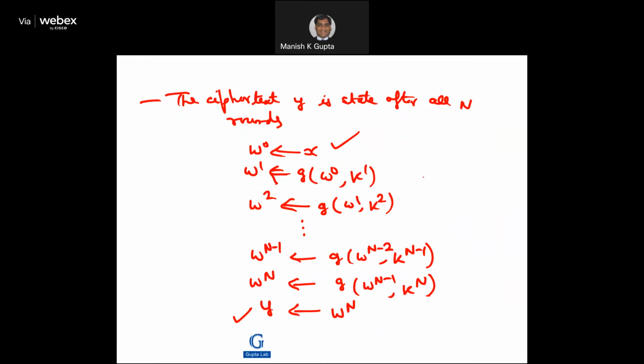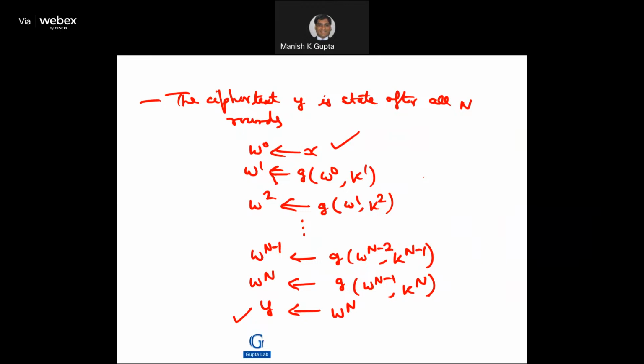So ciphertext Y is the state after all n rounds. Round 0, I will say, we have the plain text. Round 1, we have a function of W0 and the key K1, the schedule key, then W2 with K2, the schedule key, with the state W1, and so on and so forth. Finally, after round n, we get a state which is the ciphertext. Again, a bunch of bits. Starting with a plain text of some size, a binary string, and finally we are getting a binary string. So this is the thing.